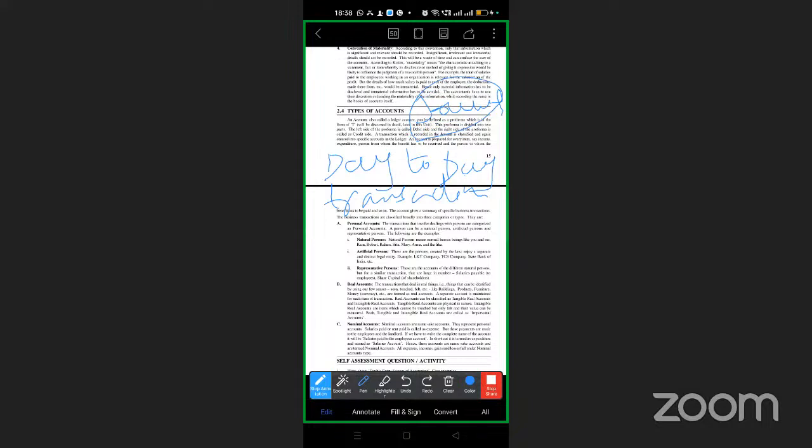Whatever business transactions are taking place day to day, when we note them in a book, that is called a journal. To write that, how do we write? What is the procedure to write those journals? Let's see that.